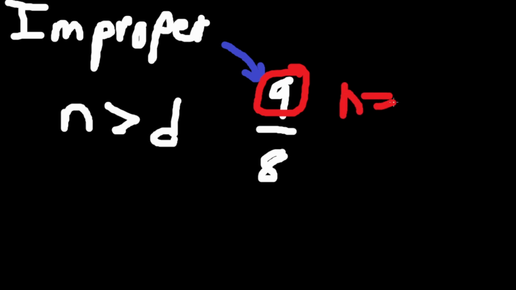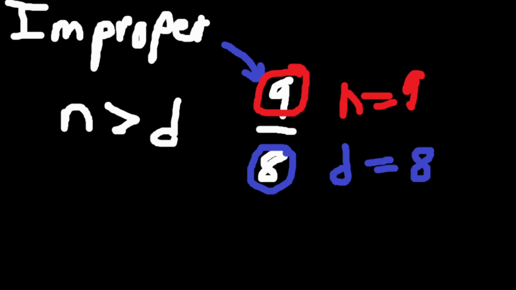The improper fractions are basically the fractions that have a higher number in the numerator than the denominator. As you can see, 9/8 is an improper fraction, since the numerator is equal to 9, but the denominator is equal to 8. So therefore, the numerator is larger than the denominator. Now we know the difference between mixed and improper fractions.